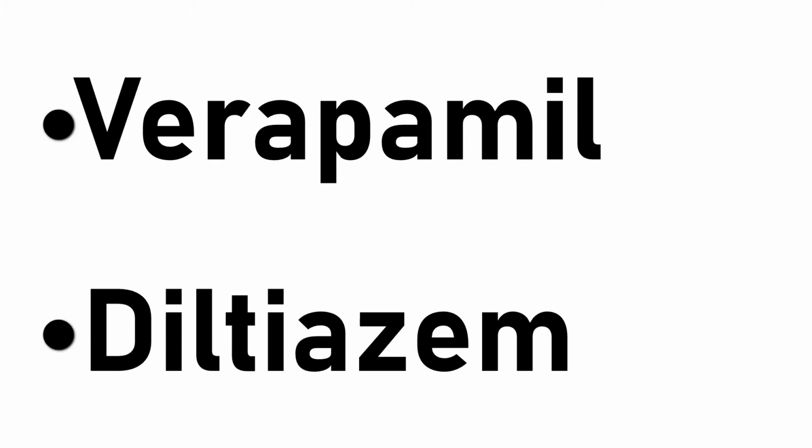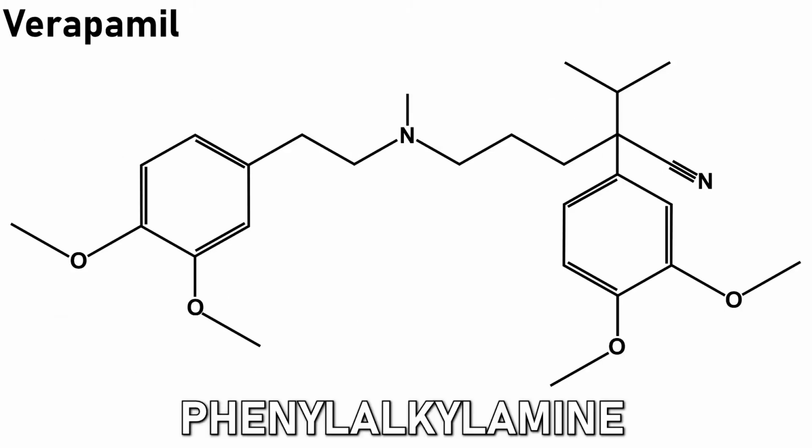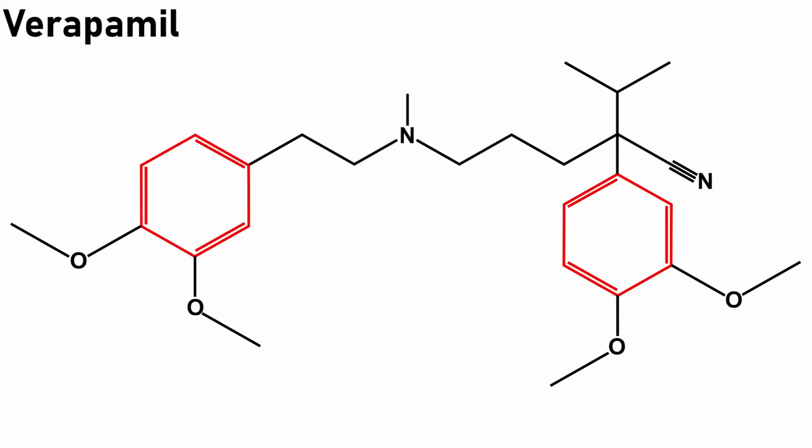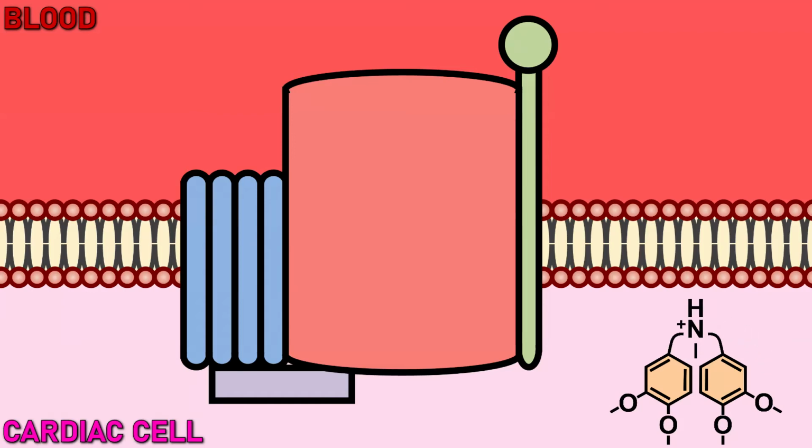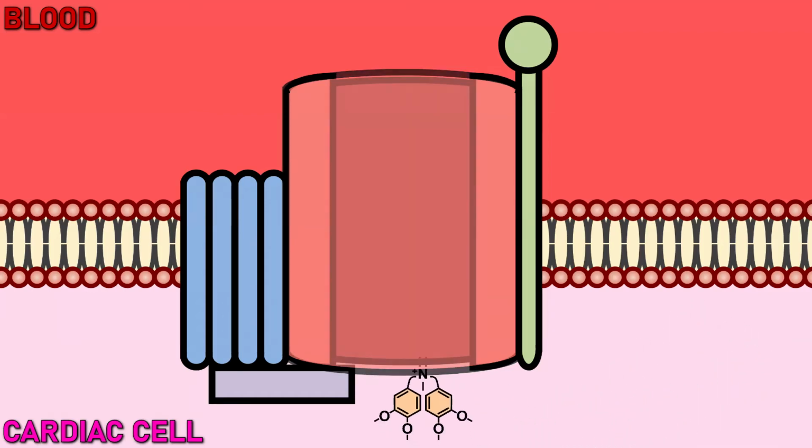The 2 most common calcium channel blockers are called verapamil and diltiazem, with verapamil being the more cardioselective of the 2. Verapamil is a phenylalkyl amine derivative. Phenylalkyl amines are tertiary amines connected to 2 phenyl groups. Verapamil exists as a salt with hydrochloric acid, but when it reaches the heart, the amine group deprotonates to become neutral. This allows it to pass freely across the membrane. It then reprotonates and binds to the channel from the inside.